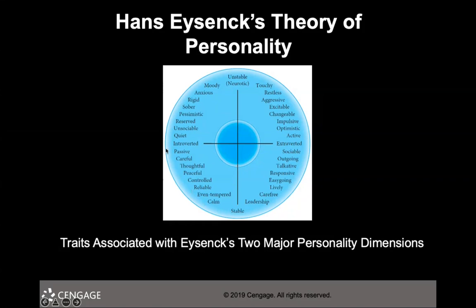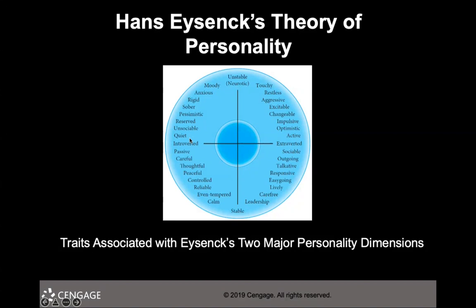Now let's look at stable and introverted. People who are stable and introverted are also similar to this. They have those stability factors. They don't get perturbed easily. However, they're not very much out there. They're more personal. They're more inhibited. So they're passive. They're careful. They're thoughtful, peaceful, controlled, reliable, even-tempered. They're calmer. So if someone on this quadrant is more outgoing and lively, someone on the other quadrant is calmer. They could come off as less enthusiastic, more peaceful.